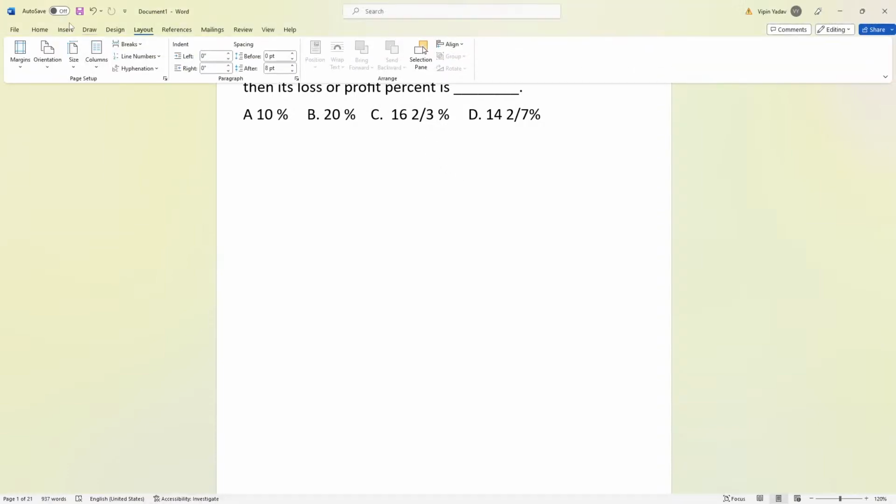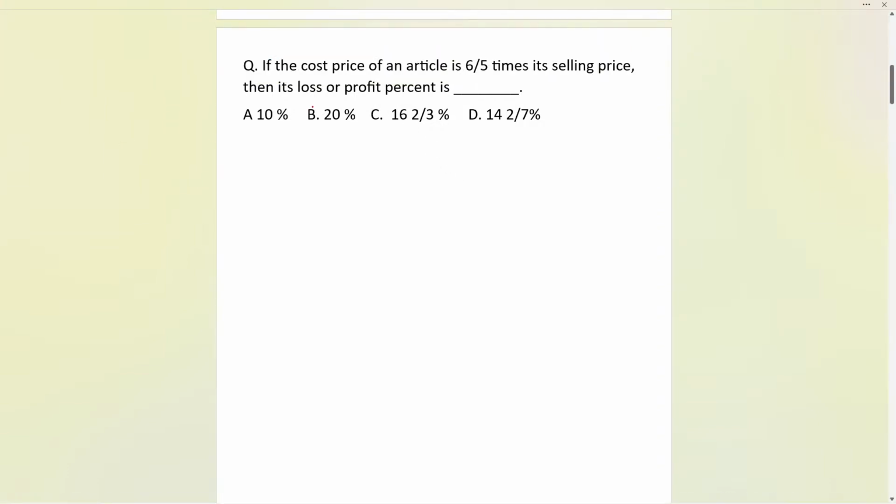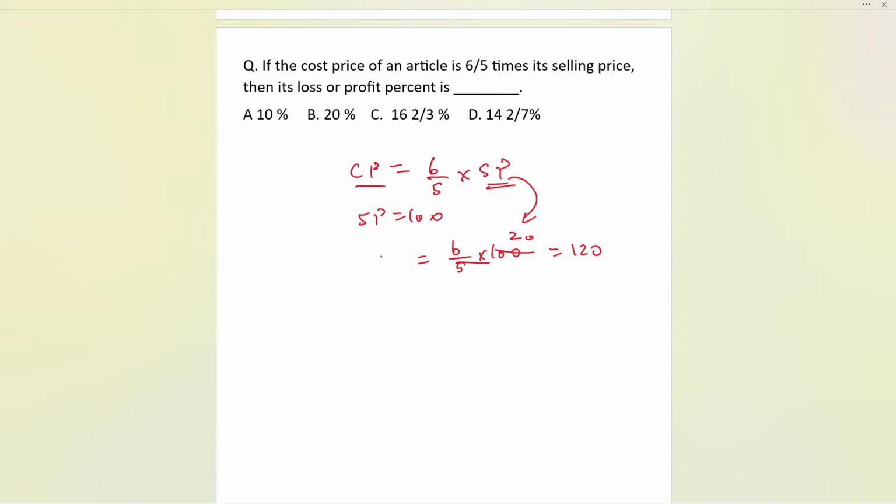Now, let us see. The question says the cost price of the article is 6 by 5 times its selling price. Do we know the selling price? No. So let's take the selling price as 100. Then the cost price is 6 by 5 times 100, which is 120. Cost price is 120 and selling price is 100.